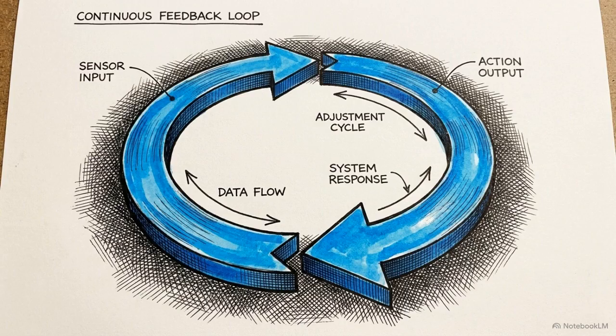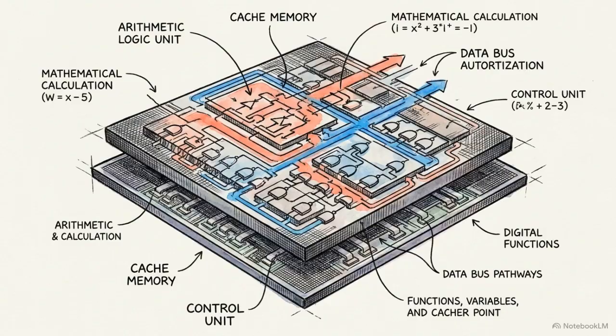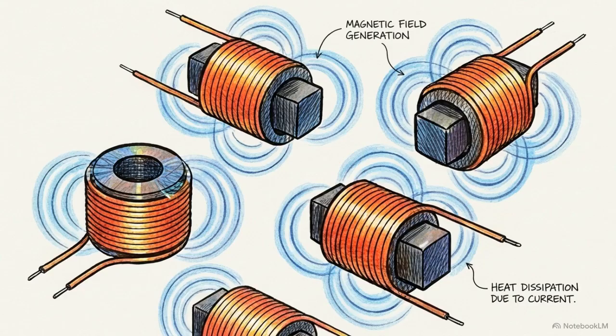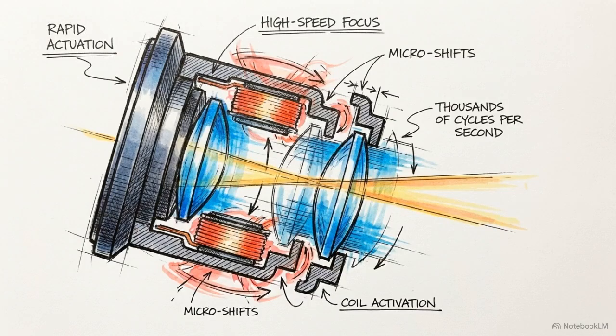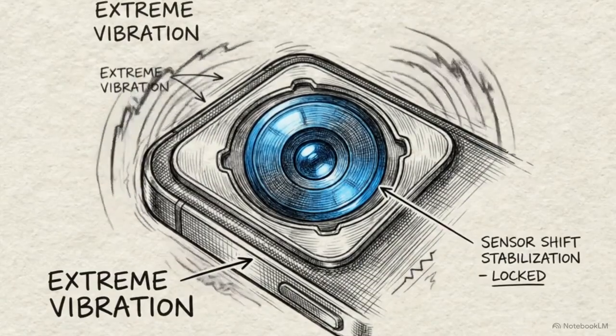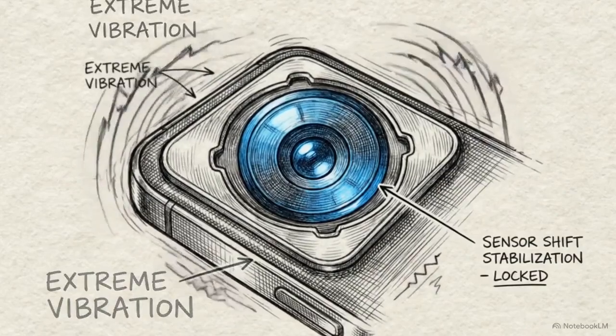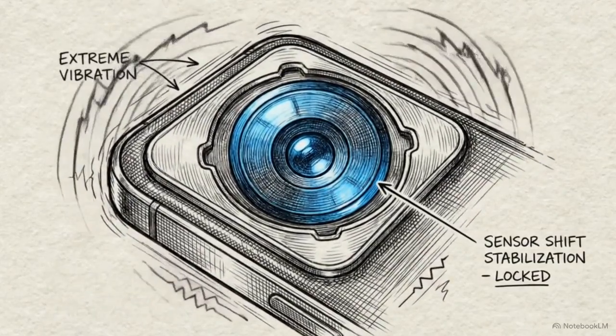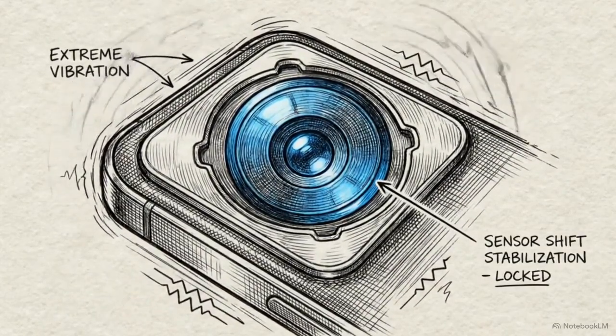This complete cycle, detecting the movement, calculating the math, magnetizing the coils, and shifting the lens, happens thousands of times every second. OIS operates as a relentless, microscopic tug-of-war, actively neutralizing your hand movements before blur even has a chance to form on the sensor.